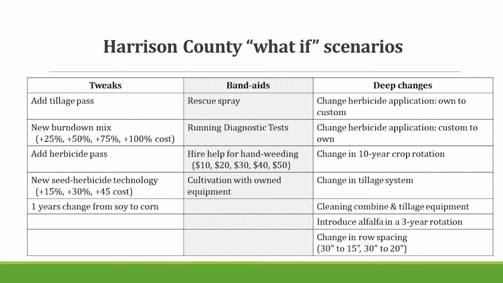The lovely cleaning of the equipment. Again, something nobody wants to do, but if it gets bad enough, and you'll see some of the quotes later from the southern producers, it would be something that would be on the table if the problem gets bad enough. Introducing alfalfa and then changing in row spacing.